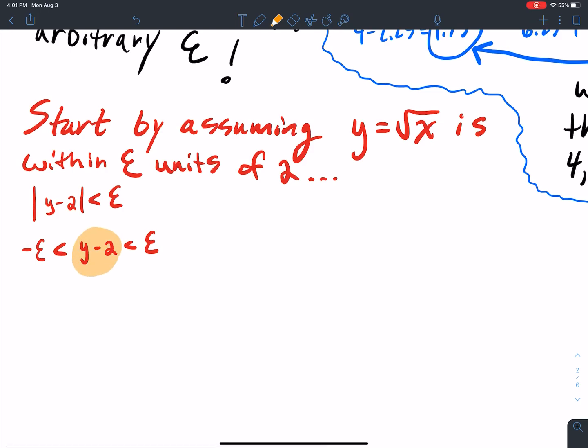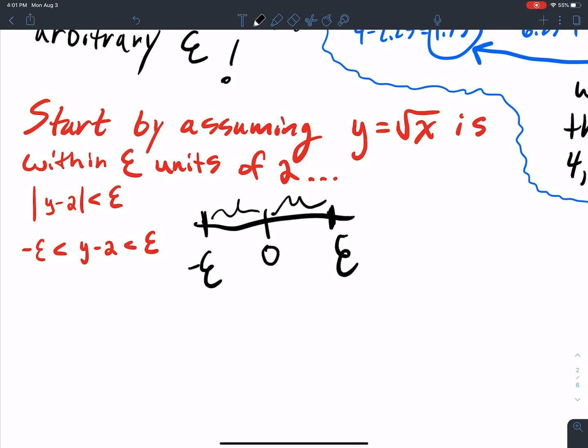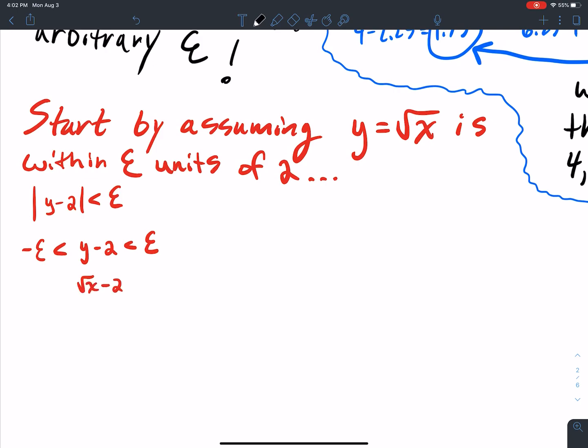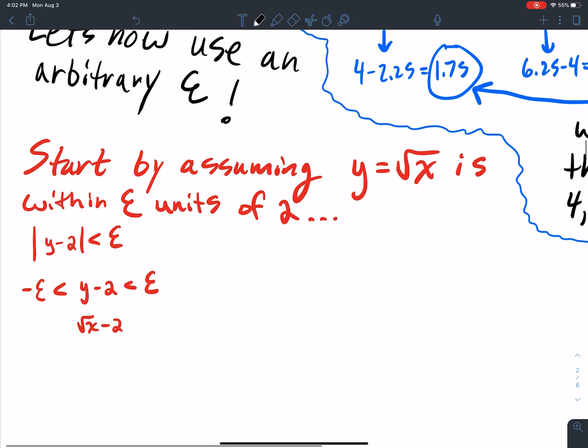I use algebra to separate this out with the absolute value. Absolute value is distance, so think about a number line. If absolute value is distance from 0, we're saying that it's less than epsilon this way, then that means we're at a distance of epsilon negative that way. So that's how that works, why there's a negative 1 on this side and a positive 1 on that side. And so what I'm going to do here is replace the y with the square root of x, because y equals square root of x here.